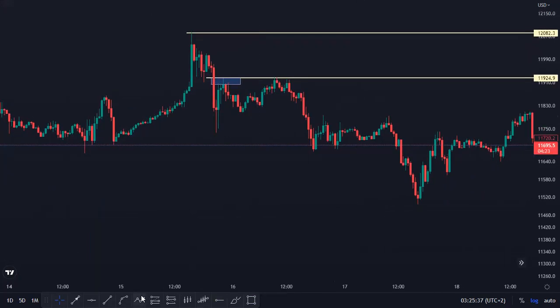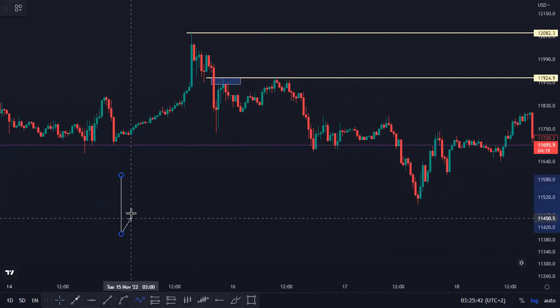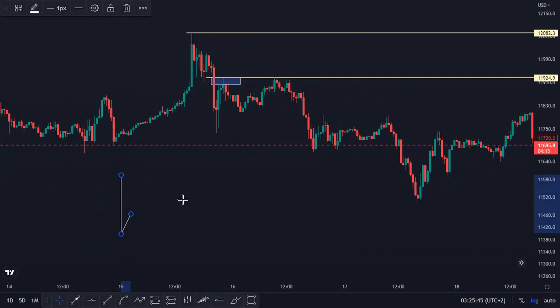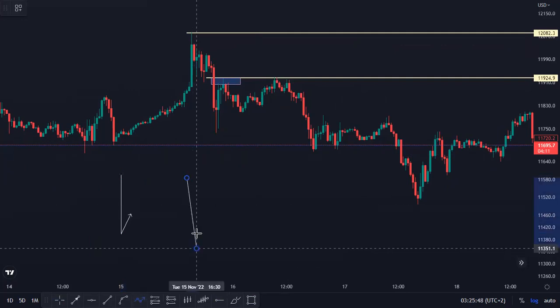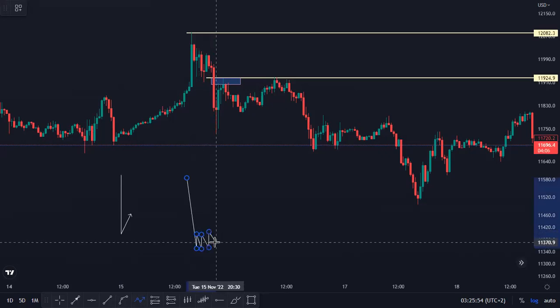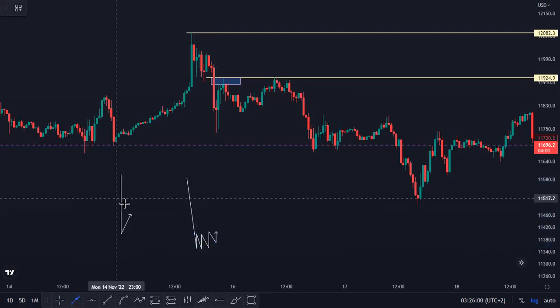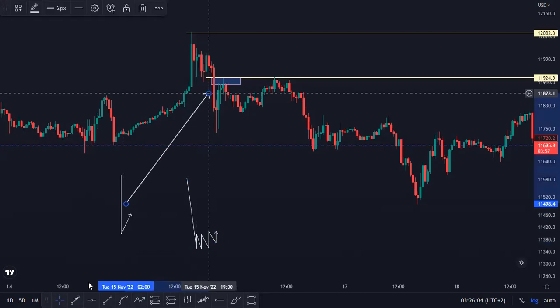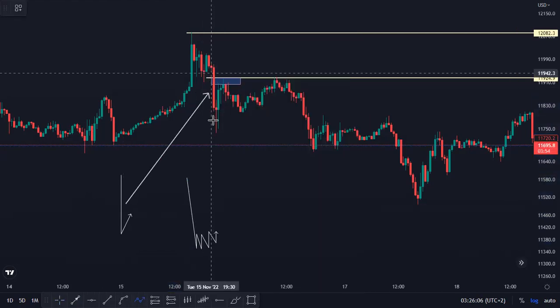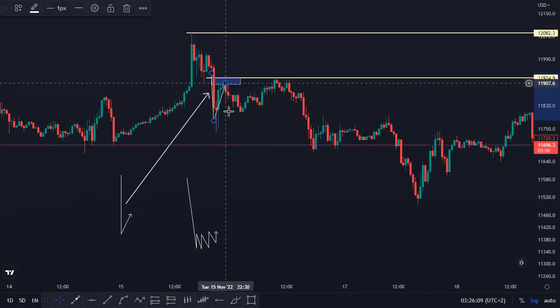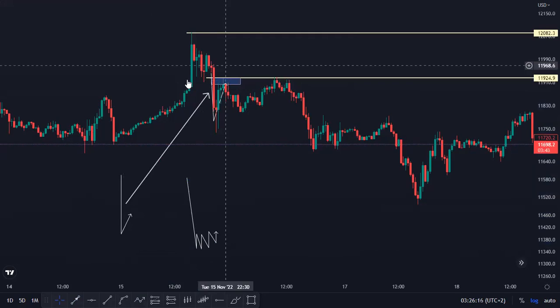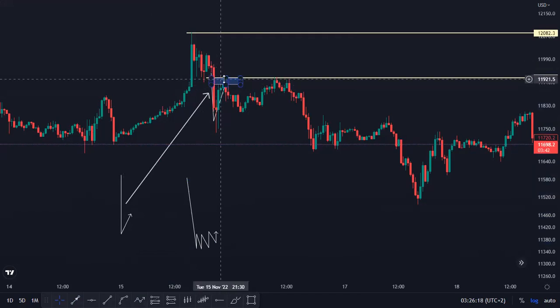So here we're having a scoop correction like this, not something like this. But here, as you can check, we're having something like this, a scoop correction. So we highlighted this lower high of ours here.